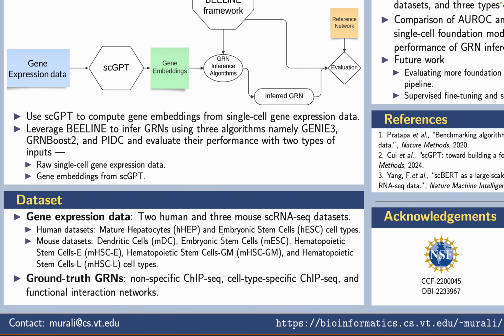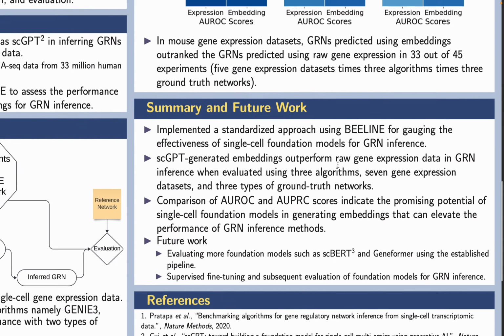The data sets that we used have three types of ground truth GRNs: non-specific ChIP-seq, cell type specific ChIP-seq, and functional interaction networks. The two types of human single-cell gene expression datasets include human mature hepatocytes and human embryonic stem cells, that is hESC. The mouse datasets are as follows: mouse dendritic cells, mouse embryonic stem cells, and the three types of mouse hematopoietic cells. The results, of course, what we've been waiting for.